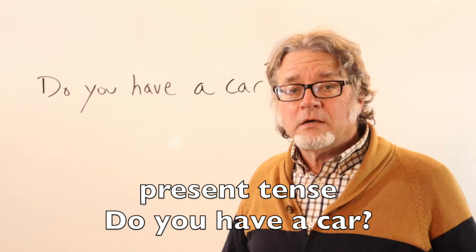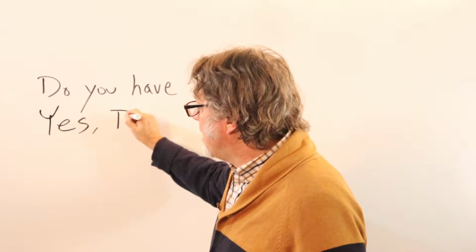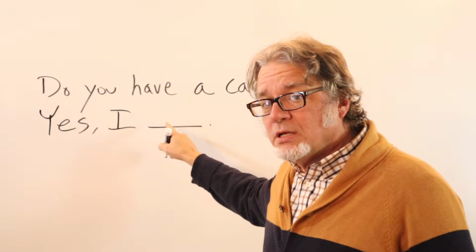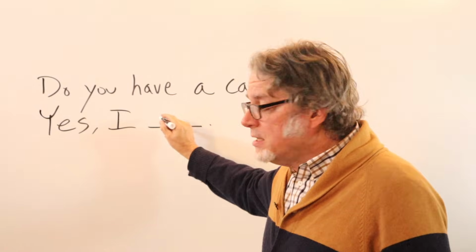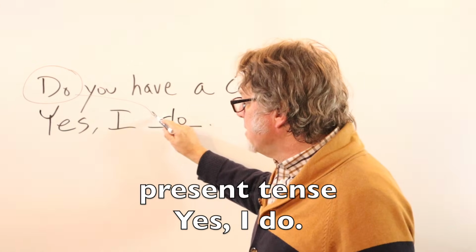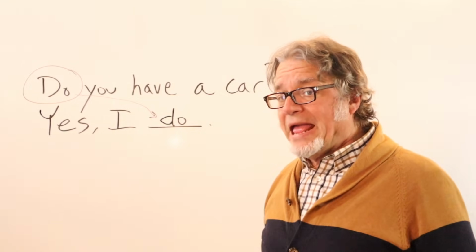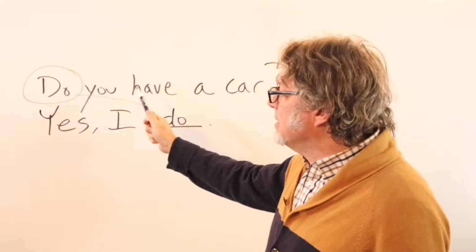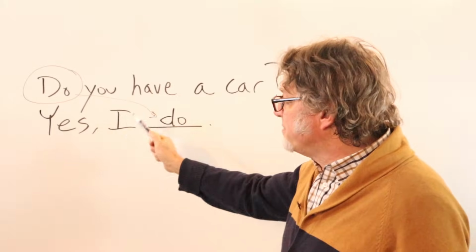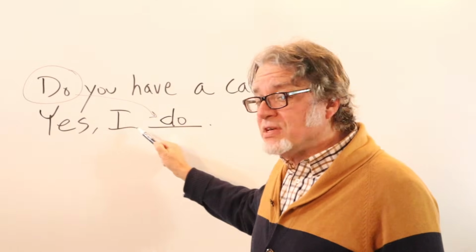Do you have a car? The answer, if it's affirmative, is yes, I, and then here is the helping verb from the question. Yes, I do. This helping verb goes here. Don't use the main verb. Don't say, yes, I have. It's a very common mistake to answer a question like this, do you have something, with yes, I have. The correct response would be yes, I do.